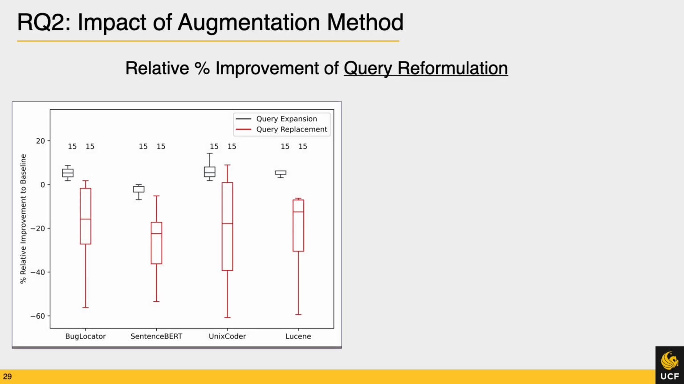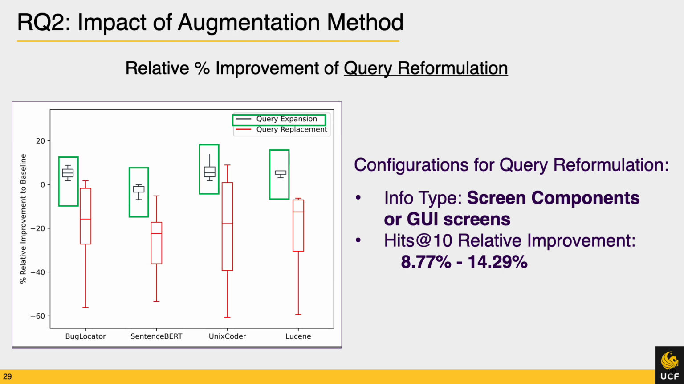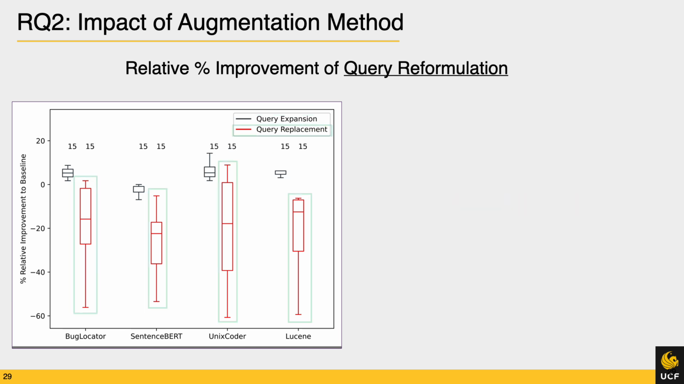Then we analyze the performance of query reformulation separately. As shown in the box plot, compared to query replacement, query expansion shows improvements across all the localization techniques. This table shows that combining query expansion with the screen components or GUI screen information resulted in the highest improvement. For query replacement, we did not observe many improvements.